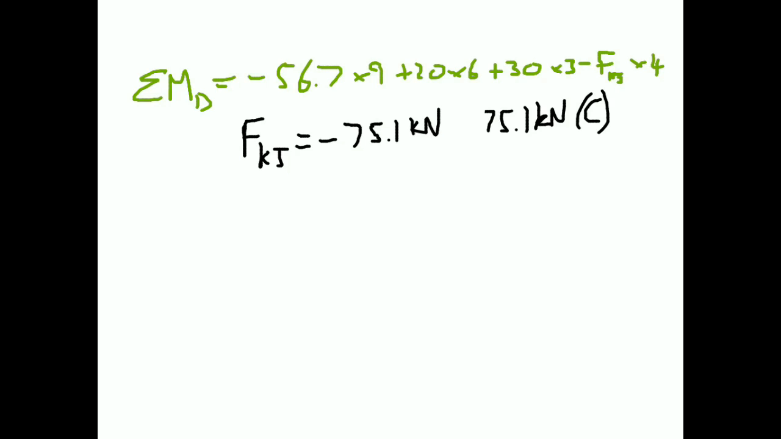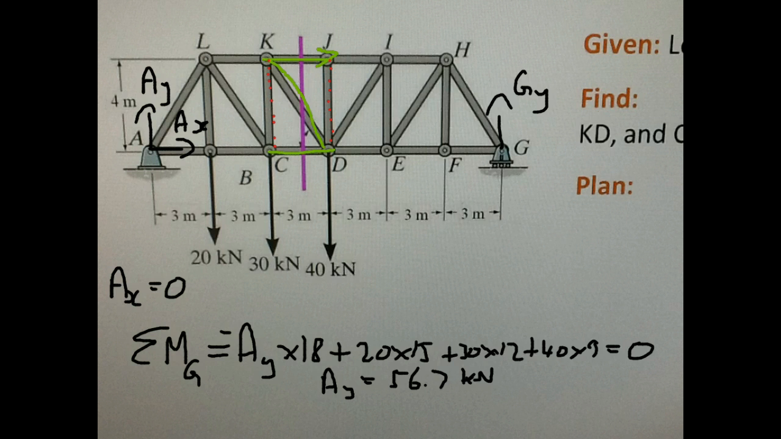Now that we've got that, for just our section we can use the forces in the X and Y directions to find our other two unknowns. In the X direction, we're going to have minus 75.1 plus 3/5 of FKD, and that's assuming some directions, assuming that they're all pointing that way.